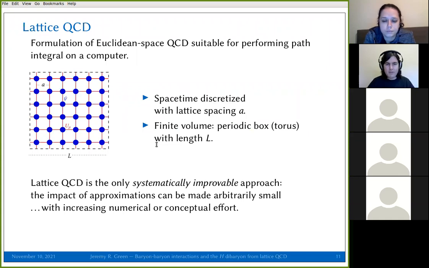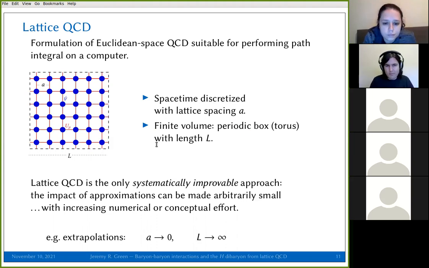And the key feature, the selling point of lattice QCD, is that it is a systematically improvable approach. In fact, it's the only one we have for doing QCD calculations at low energy. Systematically improvable means that whatever approximations you make, given, for instance, finite lattice spacing and finite volume, the impact of this could be made arbitrarily small. Now, this does require increased effort, either numerical or conceptual or some combination.